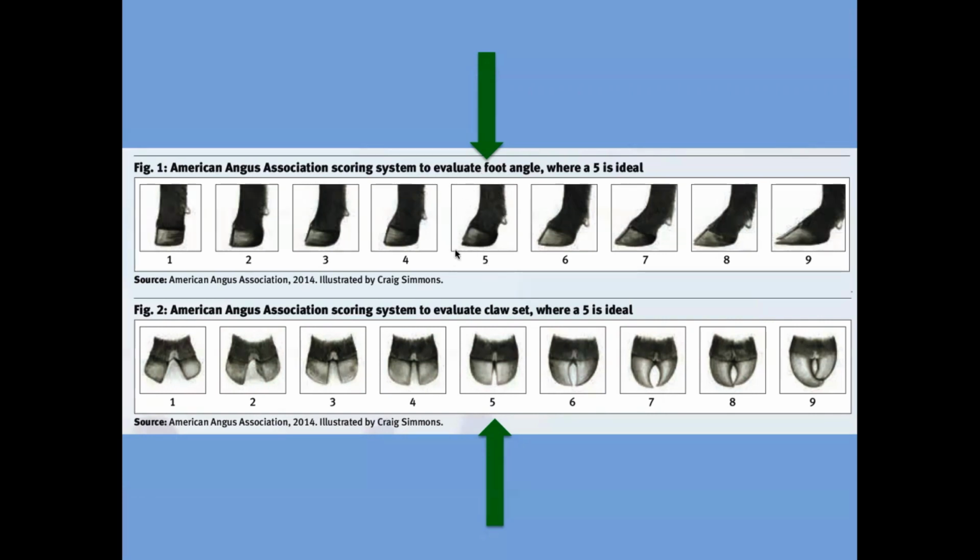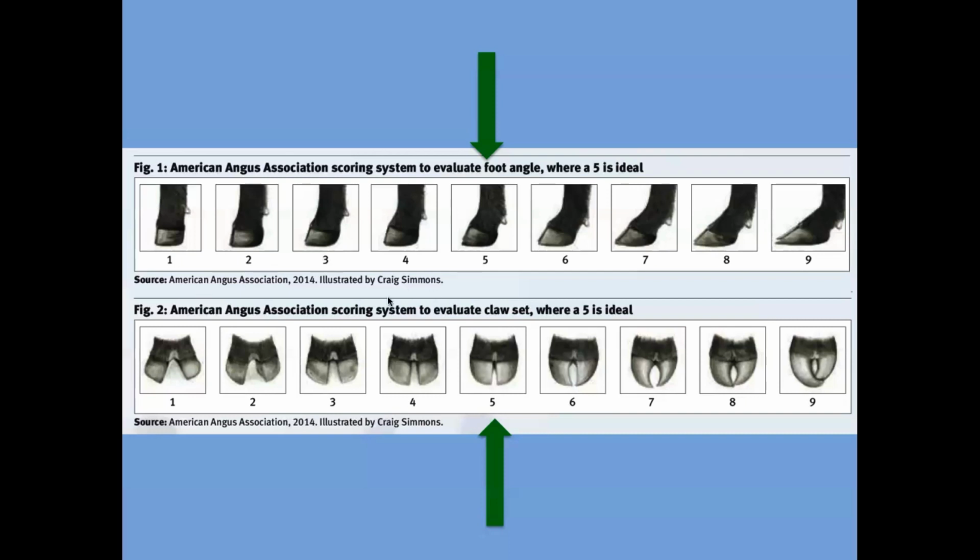Now, from an EPD standpoint, if you are looking at those EPDs in the Angus Association, the lower the number on that EPD, the more desirable. I will tell you, there's a lot of very popular bulls right now, or bulls that are being heavily used, that don't have very good EPDs from a foot structure standpoint.